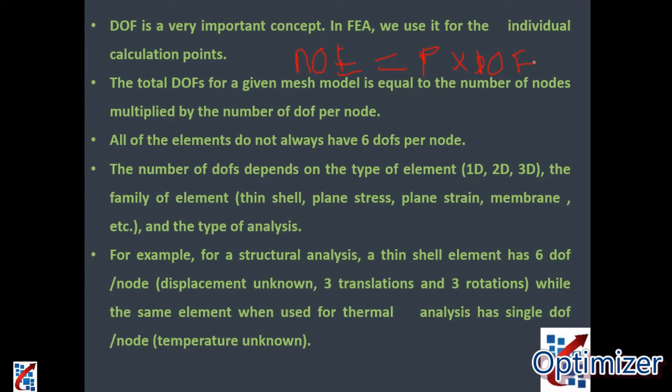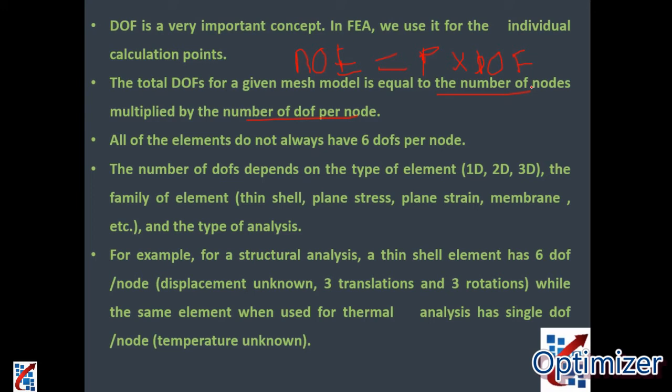So individual calculation of degree of freedom at each point is necessary in FEA. The total degree of freedom for a given mesh model is equal to the number of nodes multiplied by the number of DOF per node. So this is what we discussed now. All elements do not always have 6 degrees of freedom per node. The number of degrees of freedom depends on the type of element. It may be 1D, 2D or 3D, and depends upon the different families of elements, for example shell element, plane stress element, plane strain element. Based upon this you decide the degree of freedom.